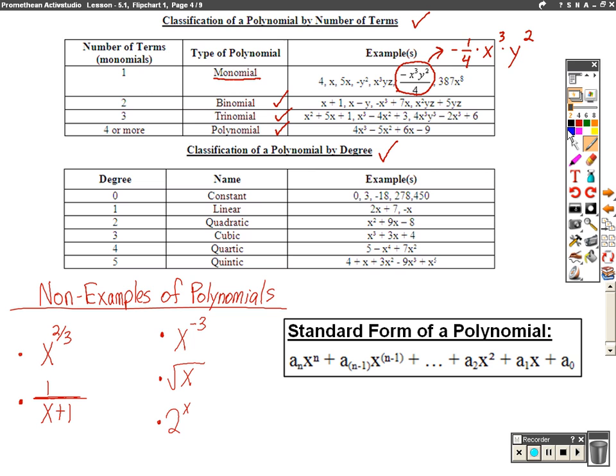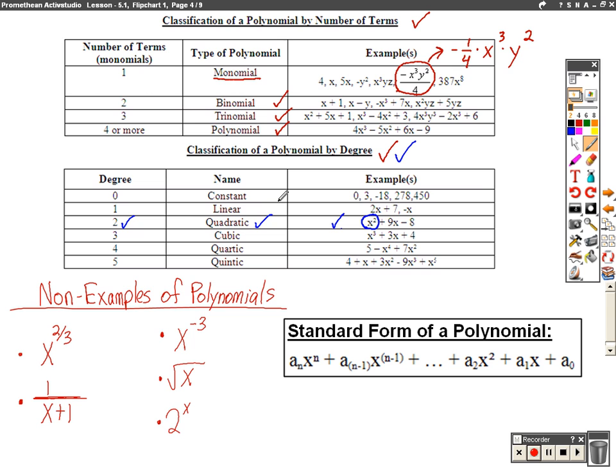Okay, classifying by degree. Degree is just the largest exponent that you see in the polynomial. So for instance, if you look at this example right here, my term of the highest exponent, my term of largest degree is this x squared. The degree is 2, therefore we call it quadratic. Quadratic polynomials is something that we'll talk about for most of the year in this class.